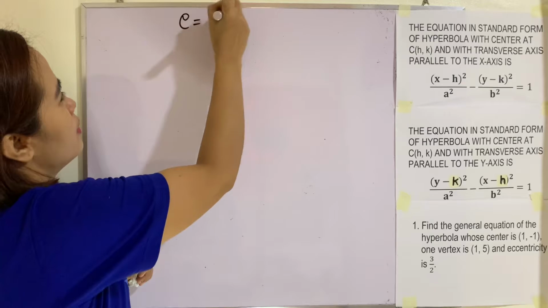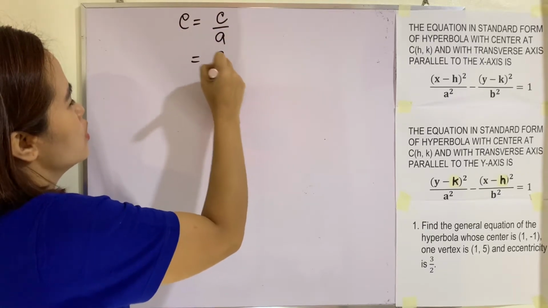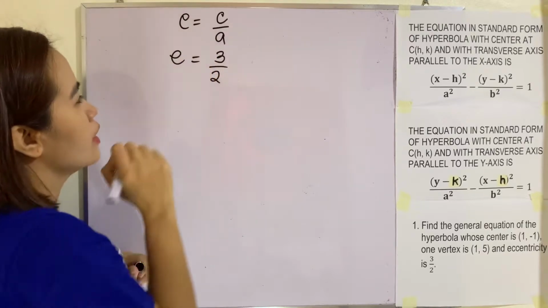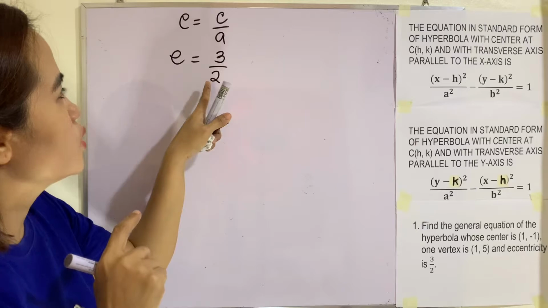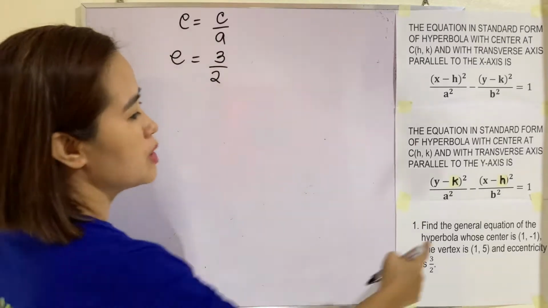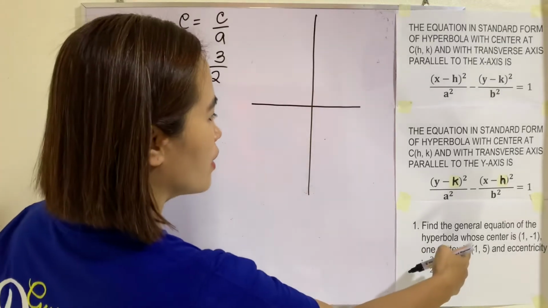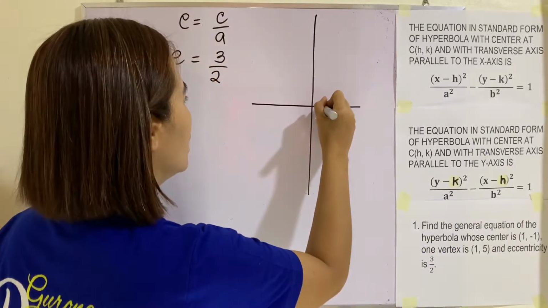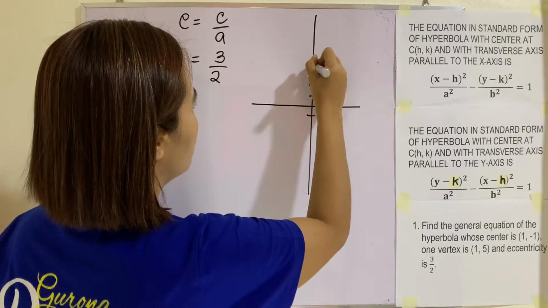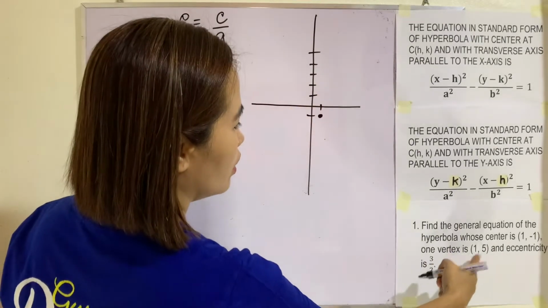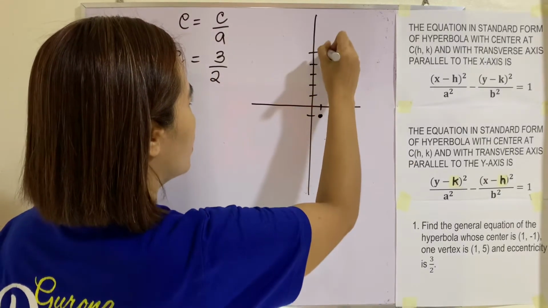E has the formula c over a, so this one is 3 over 2. We are not certain of this 3 and 2 yet. Why? Once you locate these points, (1, -1) is your center, and then counting 1, 2, 3, 4, 5, your vertex is at (1, 5).